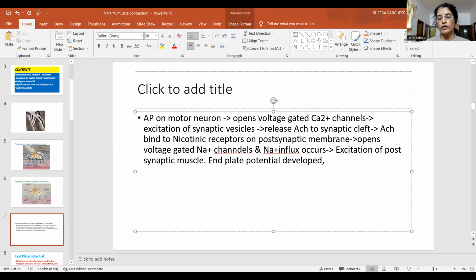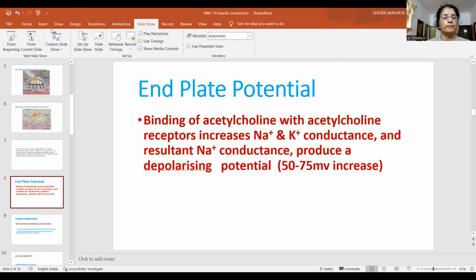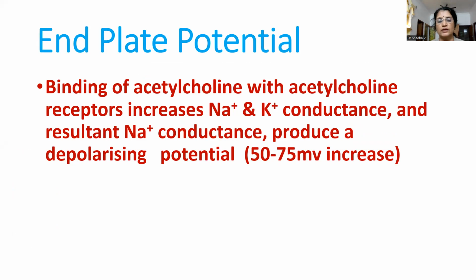You may think, what is end plate potential? Let us see. When the postsynaptic terminal is excited, binding of acetylcholine with acetylcholine receptors increases sodium potassium conductance, and the resultant sodium conductance produces a depolarizing potential of about 50 to 75 millivolt, which is known as the end plate potential.